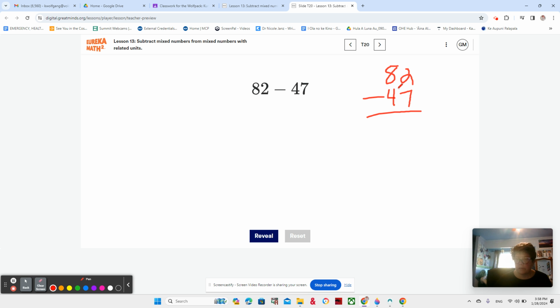We might think about 40 and 7, decompose the 47 into 40 and 7, right? We could add on, going from 47 up to 50, and from 50 up to 80, and from 80 up to 82. Or we could rename this as 12 and this as 70. 12 minus 7 is 5, and 7 minus 4 is 3, right? Okay. Now what about this?